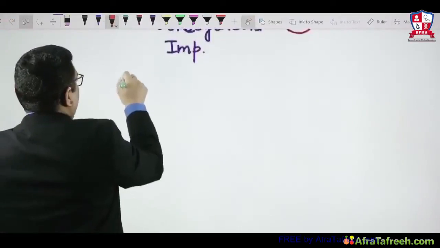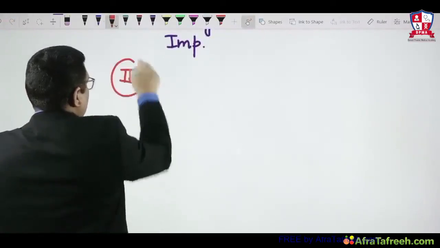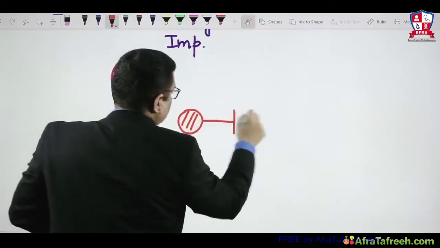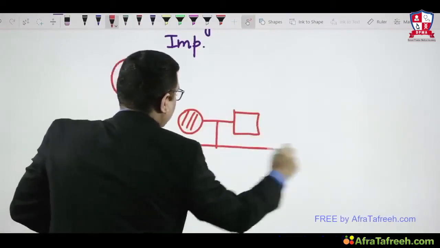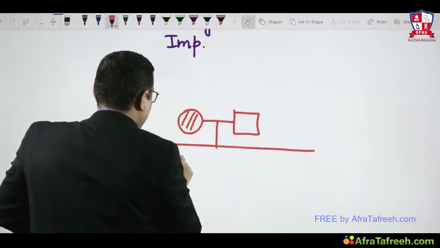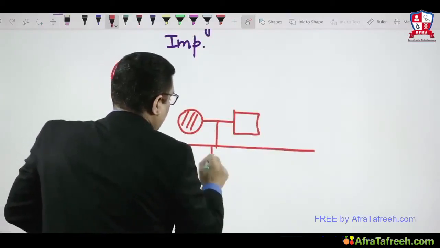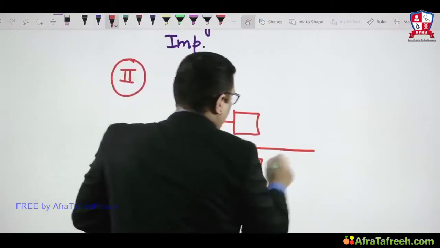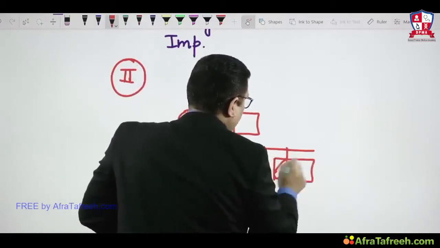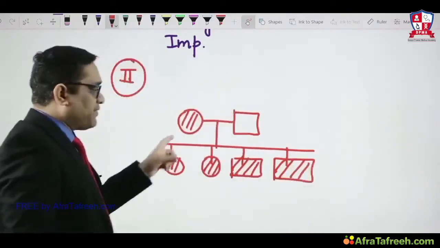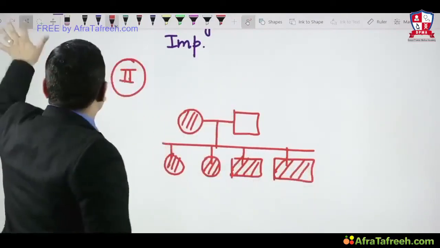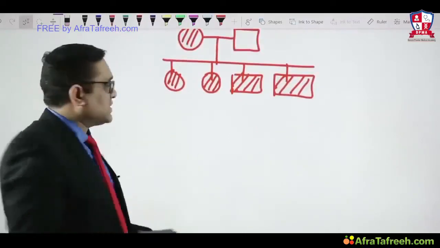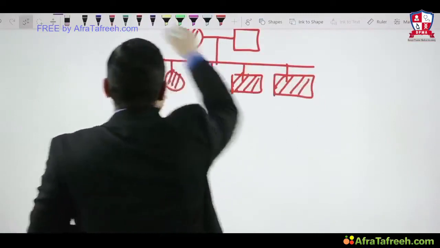Suppose we are seeing this pedigree. In this pedigree, if you find the female is affected and the male is normal, from this affected female all her kids were affected. All her kids are affected, whether male or female, everybody is affected, right? Remember, this is another important and very frequently asked question in AIIMS, PGI and All India, all exams, right? So all kids are affected.